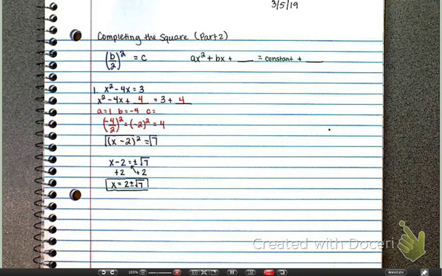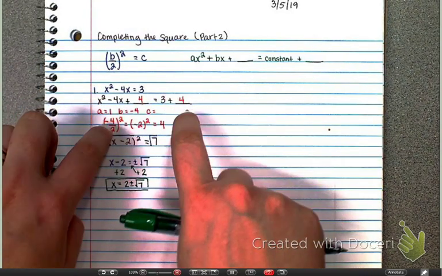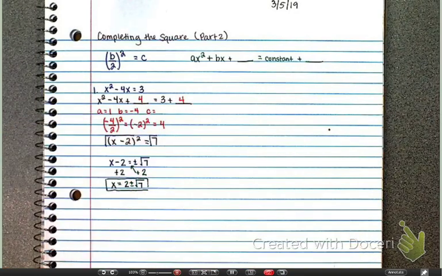So the only thing we're adding today, technically, that we haven't learned is that whatever we do to one side, we have to do to the other side. And then once we simplify it, it's taking square roots. Okay? So this is just a third way to solve.